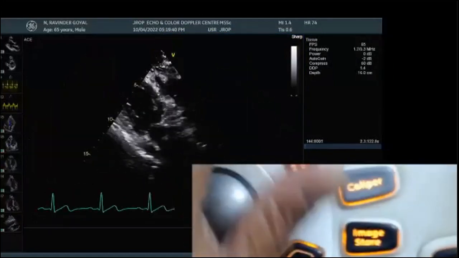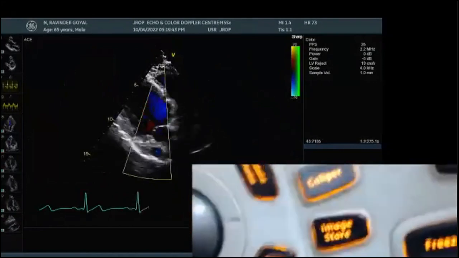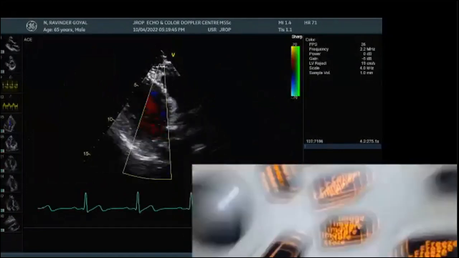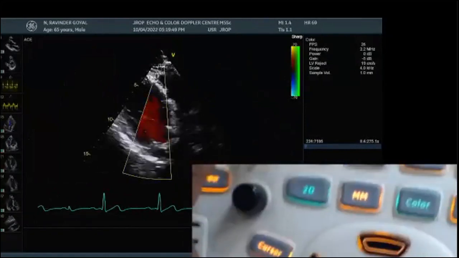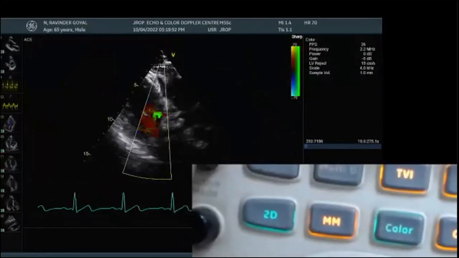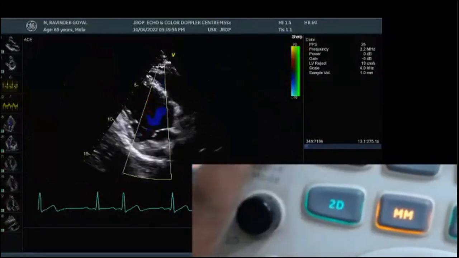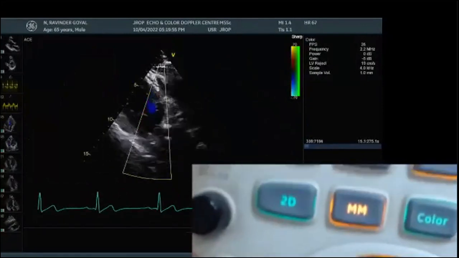Second thing comes: switch on the colors. Now you have to optimize your color. How do you optimize your colors? I'm going to increase the gain of the machine. Now we have two modes: one is color mode, the second is 2-dimensional mode.